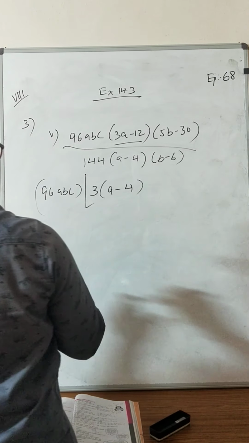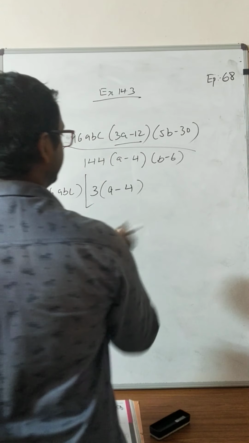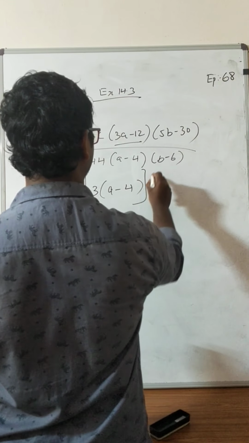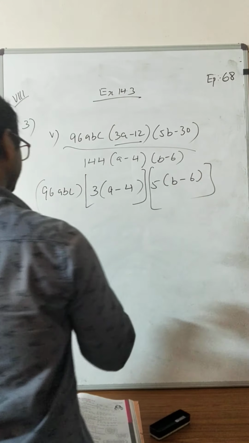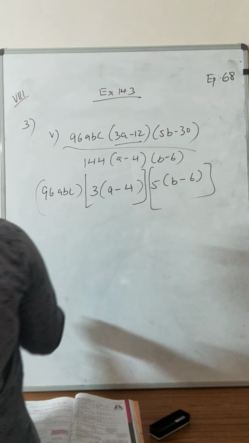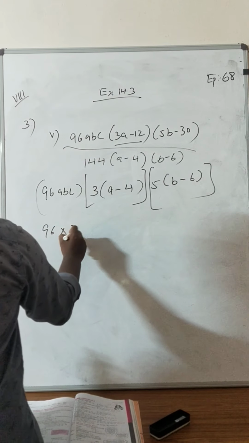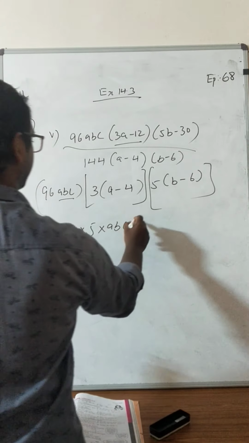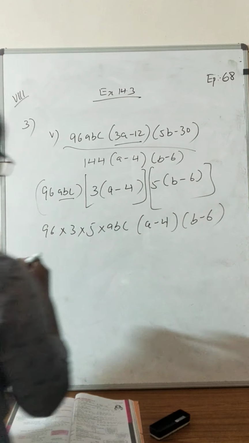Okay, now again come to here. Can I take something common from here? Yes, I can take 5 as common. When I take 5 as common, what is left here? B is left and 6 is left. Okay, now see this number 3 and 5. Let us take it out of this bracket. I will have 96 into 3 into 5 and ABC, into (a minus 4) and (b minus 6).